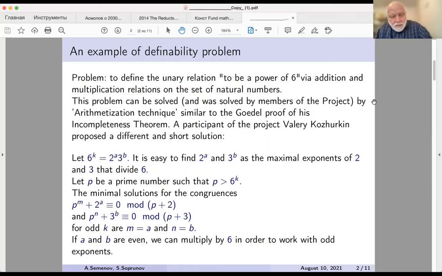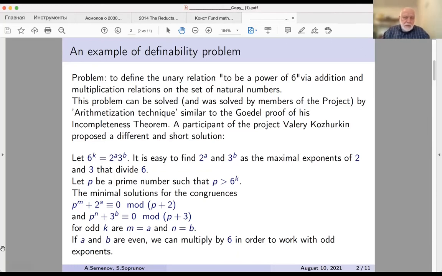This works when a and b are odd. If a and b are even, you have a very simple trick to get the whole solution. So I hope you can easily repeat this, having the very idea of this prime number p.